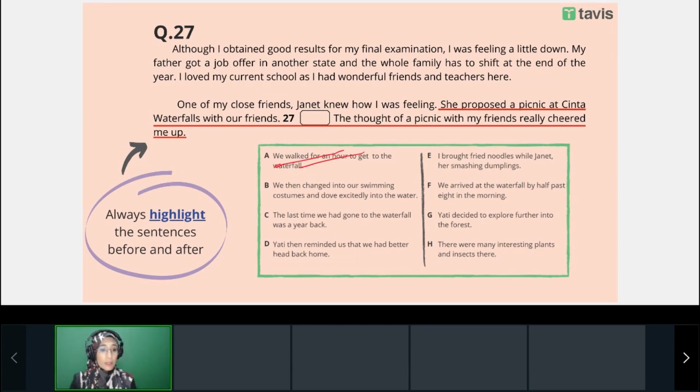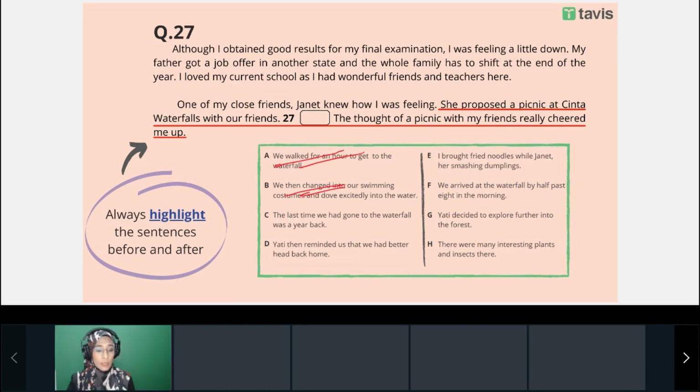Not yet. This is just an introduction, right? So no, B is considered incorrect as well. Now, let's go to C. The last time we had gone to the waterfall was a year back. Now she's reminiscing. She is trying to recall her memory of going to the waterfall. So this one, we can say maybe.